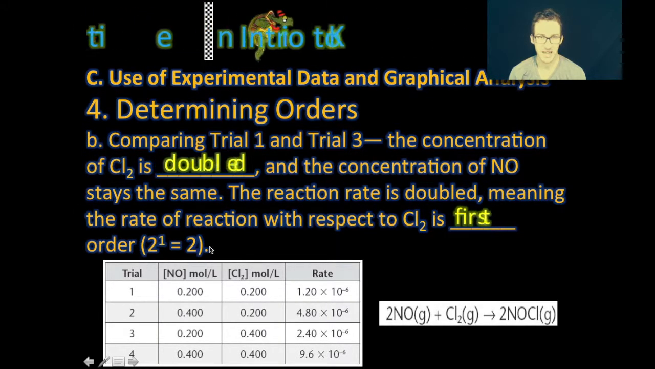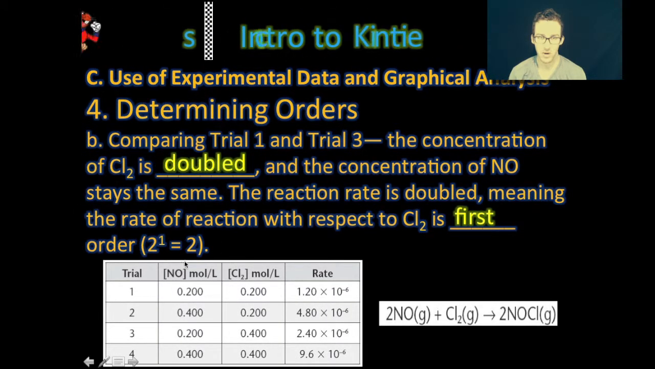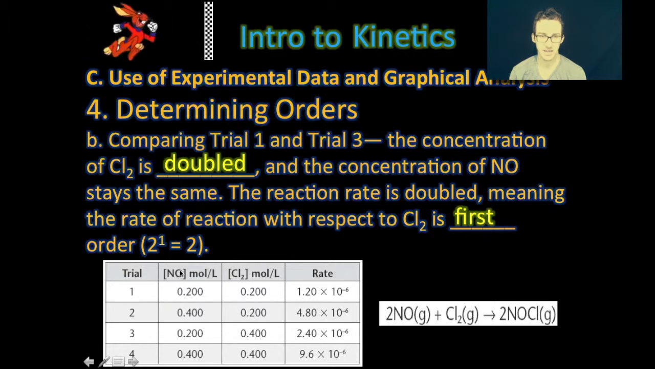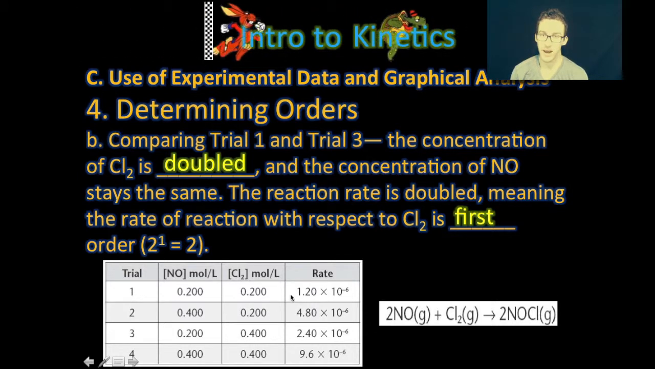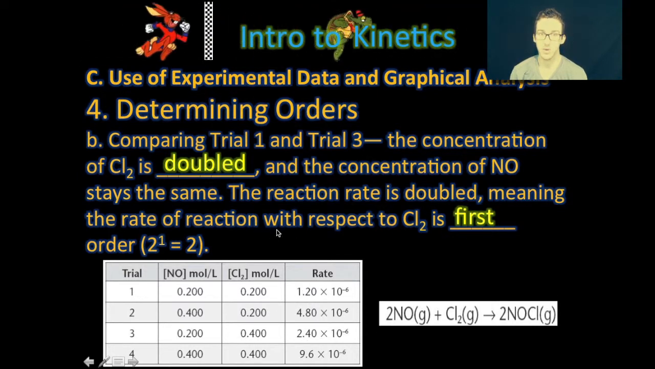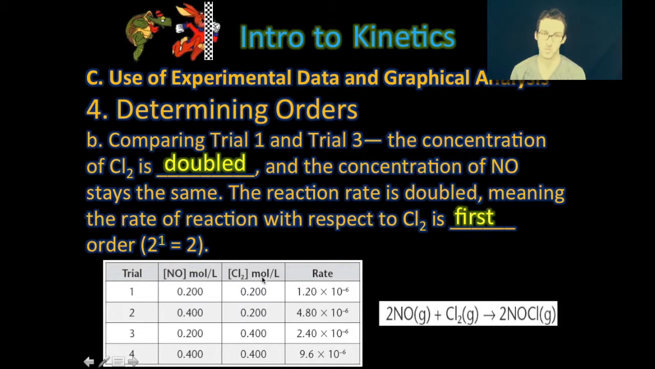As you scan your data for a couple of trials in which the other reactant is held constant, so in this case the concentration of NO is held constant in trials 1 and 3, note what happens to the concentration of our chlorine. It doubles here between 1 and 3, and note that our rate doubles. So we would say that the rate of reaction with respect to chlorine is first order.